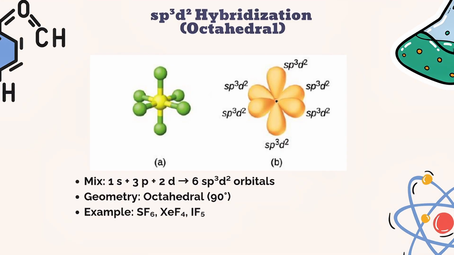Mix one s, three p, and two d orbitals to form six sp3d2 hybrid orbitals. Geometry: octahedral, 90 degrees. Examples: SF6, xenon tetrafluoride, and iodine pentafluoride. This type mixes six orbitals that point 90 degrees apart in all directions. It forms an octahedral geometry. Examples include sulfur hexafluoride, written as SF6, and xenon tetrafluoride, written as XeF4.